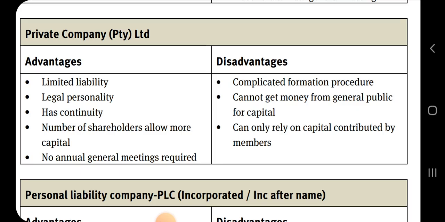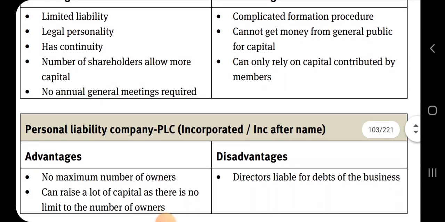And then the downside is the complicated formation procedures, you know, to register with CIPC. It cannot get money from the general public for capital, and can only rely on capital contributions by members.